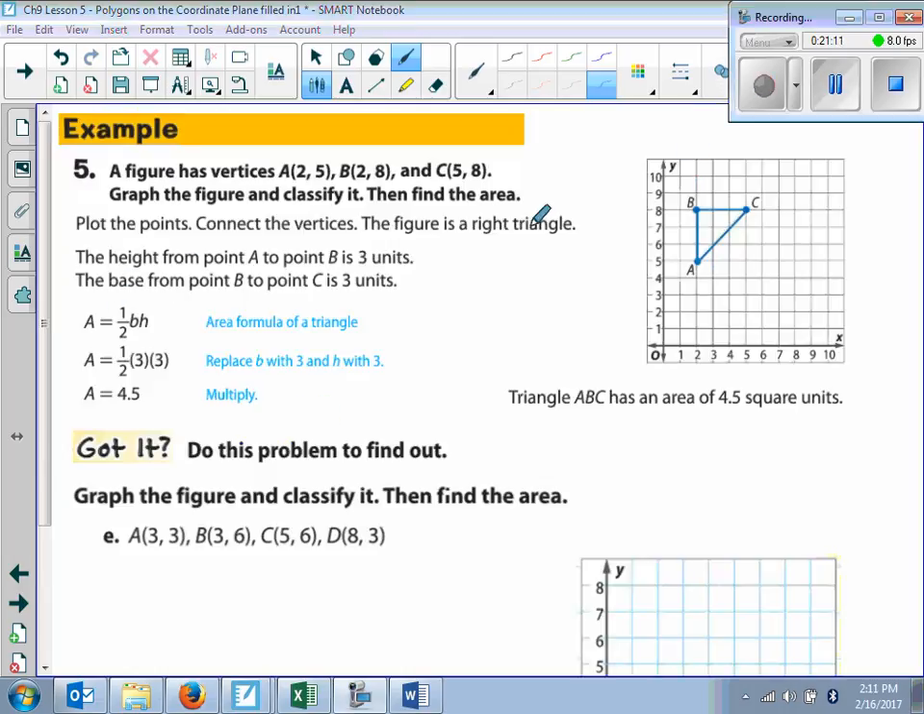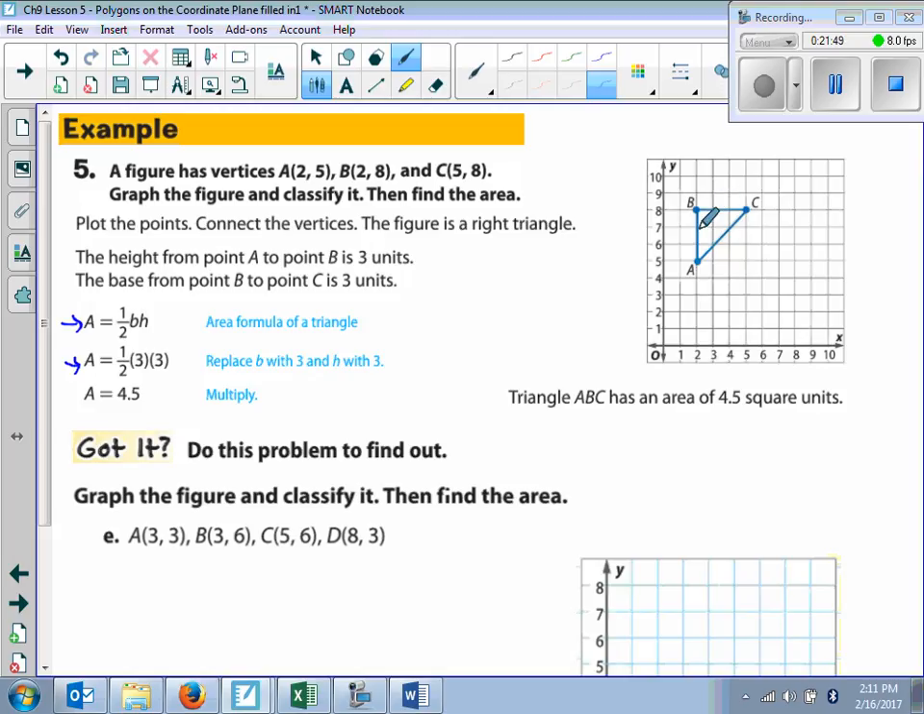Now, we can also graph on a coordinate grid to find our dimensions. So here, a figure has the vertices A, B, and C. And we want to graph the figure and classify it, then find the area. Okay? So, once we plot the points, you'll see that that is a triangle. The triangle formula is 1/2 base times height. So, once we write the formula, then we substitute what we know.